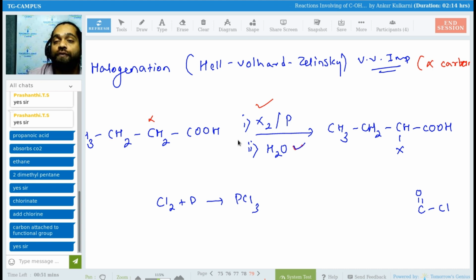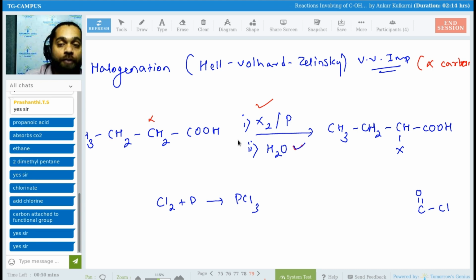So due to addition of water, the reaction is changed. Why? Because again this gets hydrolyzed and OH is back. But Cl goes to the alpha carbon. Mark it, very, very, very important. Definitely in the exam.